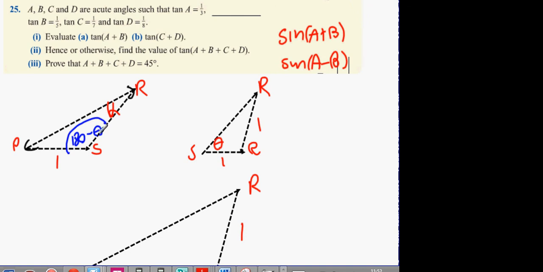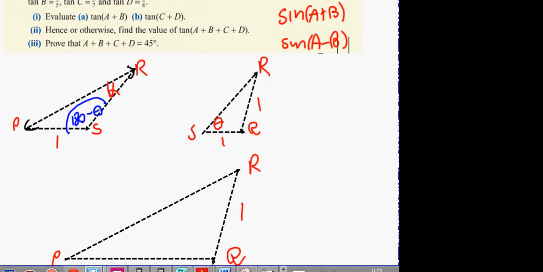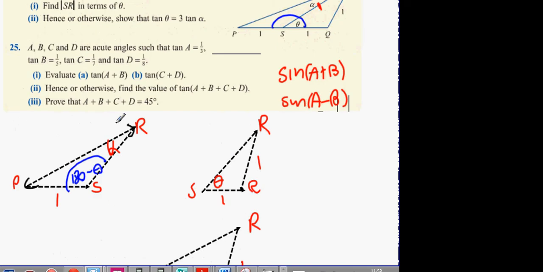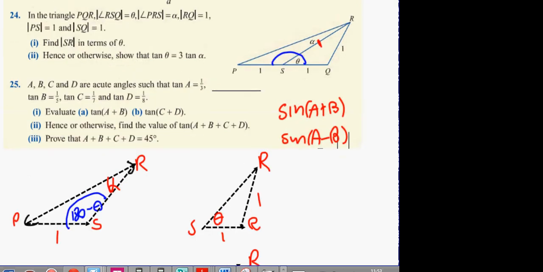So, can't do cosine either because I just don't have the length SR. You've got the length of PS. Yeah, it's one, PS. But I don't have the length SR or PR. Do you need it for the cosine? I do indeed, yeah. Okay, so now that this triangle has the least amount of information out of the lot, we're going to go looking at the other triangle.